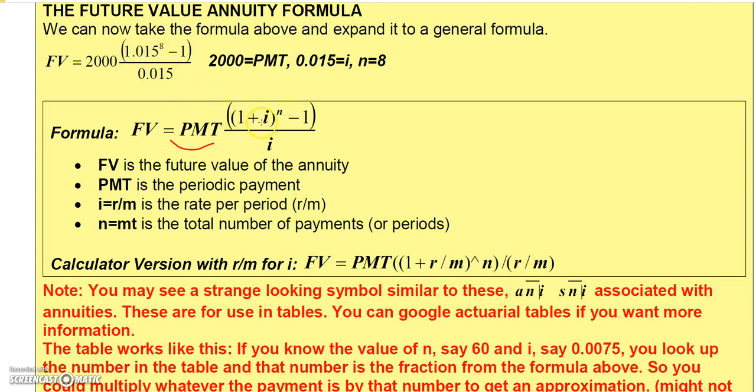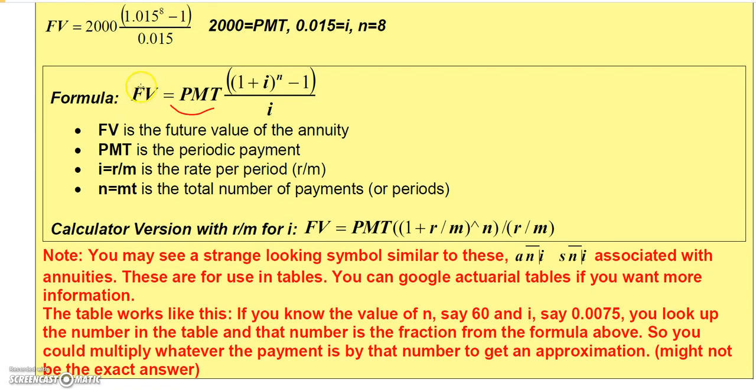So what's the 1.015? That's just 1 plus I. And then the 8 was the N. So I have 1 plus I to the N minus 1, and then all divided by I. So to make a long story short, the formula for finding the future value of an ordinary annuity is equal to the payment that you're making, multiplied by 1 plus I to the N minus 1 all over I.